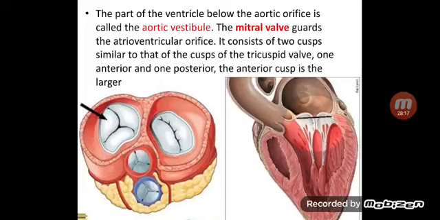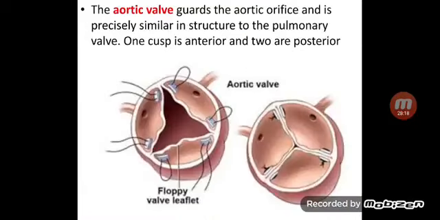Next, what valves do we have related to the left ventricle? The aortic valve. The aortic valve guards the aortic orifice. It is the same as the pulmonary valve, but it consists of 2 cusps. The pulmonary valve has 3 semilunar cusps. This one has only 2 cusps, right? This is the difference.